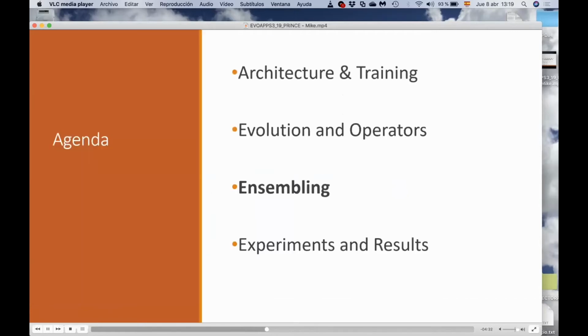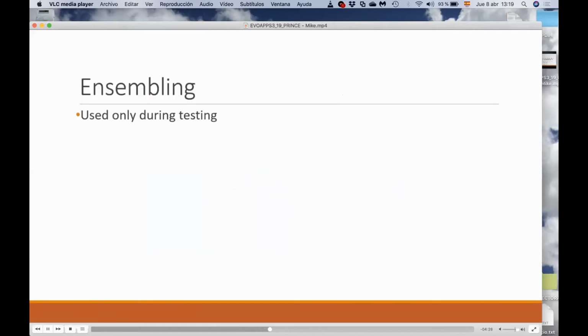Now we'll talk about the ensembling methods used in the algorithm. The first thing to note is that ensembling is only used during test time. It is not involved during training. The goal of ensembling is to take advantage of all of the actor models that have been produced so far in the population. This can be used to further improve efficiency and stability, as one model's bad decision can be overridden by the other model's decisions.